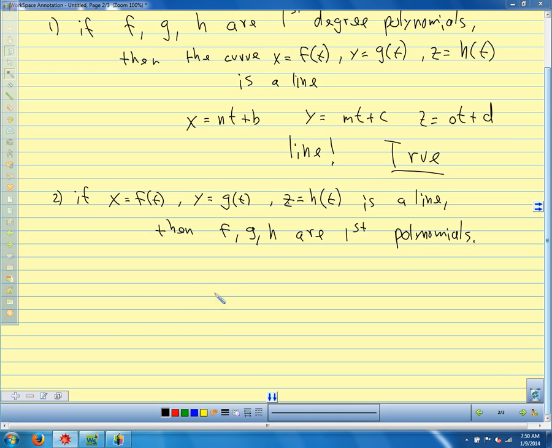They could all be quadratic, so we could say, the one I picked, I went even further. I said x equals e to the t, y equals e to the t, z equals e to the t. So same kind of idea. So this is false.